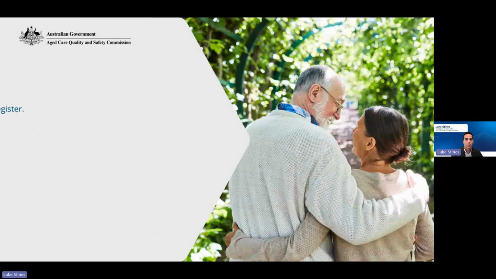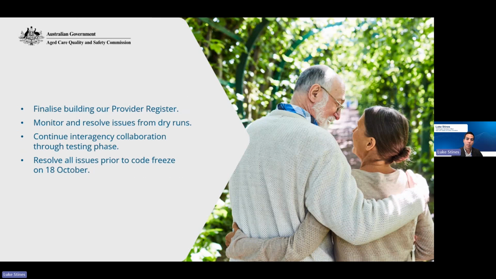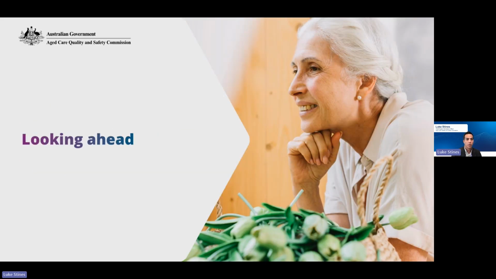So what are our next steps? We will complete the remaining build of the provider register, monitor and resolve issues from dry runs, and continue interagency collaboration during the testing phase. Our final milestone before go live will be the code freeze, which is planned for the 18th of October, which will lock in all systems ahead of the Act's commencement. And these steps are really all about ensuring complete readiness when we transition on the 1st of November.